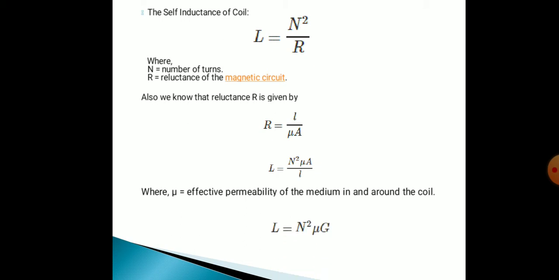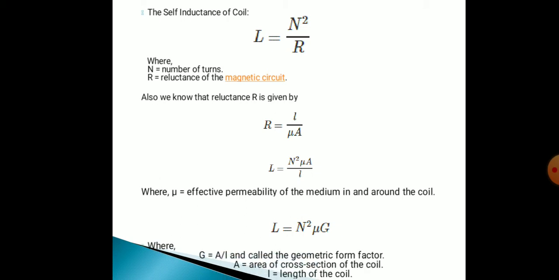After that, we replace A by l with the factor G, where G is the geometric form factor and it is constant. Therefore, we get the final equation as L equals N square mu G, where A is the area of cross section of the coil and l is the length of the coil.